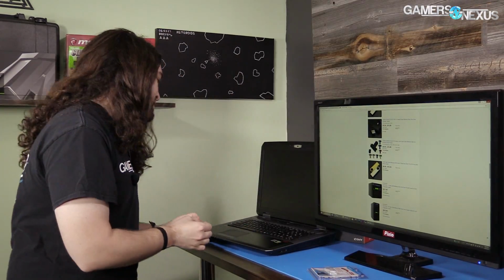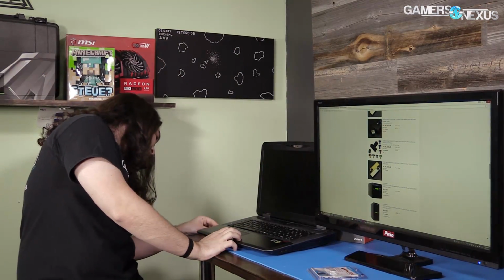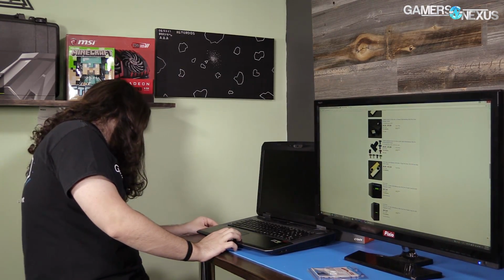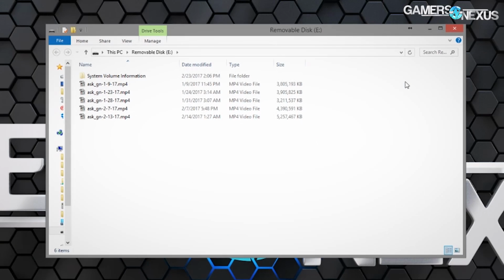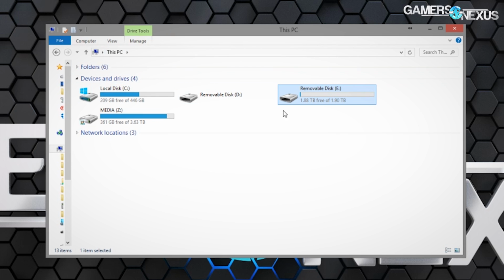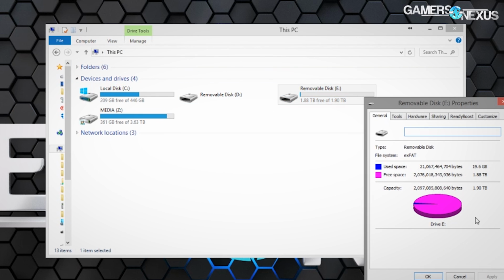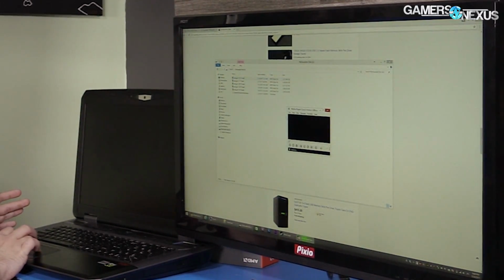And if we plug it in, you will see that, in fact, I plugged it in the wrong way twice, as is the standard with USB. When we plug it in, we've got our files. I moved a bunch of AskGNs over here. Windows thinks this thing is 1.9 terabytes. It thinks it's 2 terabytes. But in reality, what we've done is moved about 20 gigabytes of files over here.